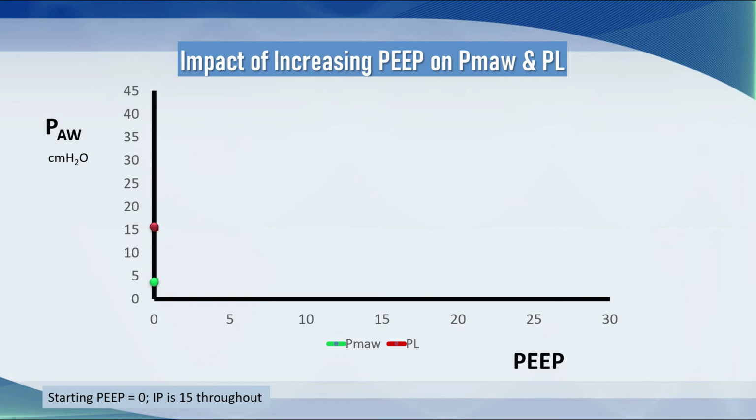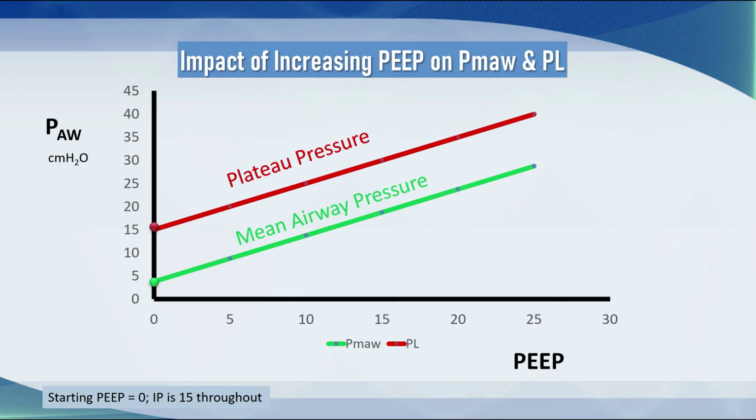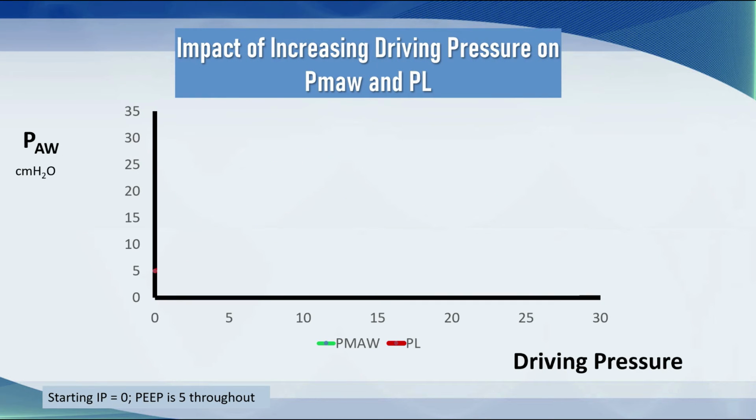On the y-axis here we have airway pressure, and on the x-axis we have increasing levels of PEEP. The green dot is the starting point for PEEP, which is 0, and the red dot is the starting point for plateau pressure, which is 15. You can see that as PEEP increases, plateau pressure increases, and the mean airway pressure increases. The mean airway pressure tracks the plateau pressure linearly. And that's what happens when you keep on pushing PEEP up without making other adjustments.